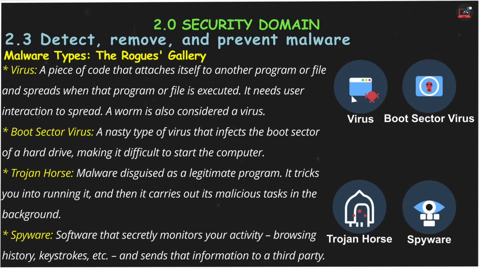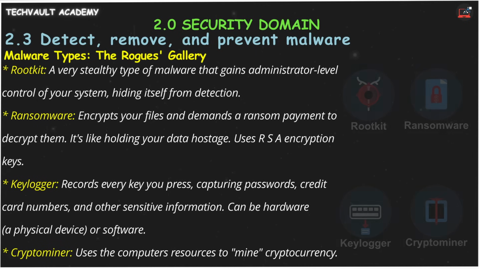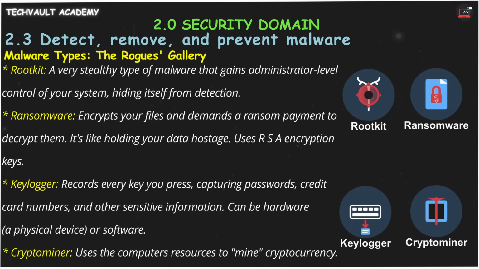It tricks you into running it, and then it carries out its malicious tasks in the background. Spyware, software that secretly monitors your activity, browsing history, keystrokes, etc., and sends that information to a third party. Rootkit, a very stealthy type of malware that gains administrator-level control of your system, hiding itself from detection. Ransomware, encrypts your files and demands a ransom payment to decrypt them. It's like holding your data hostage.